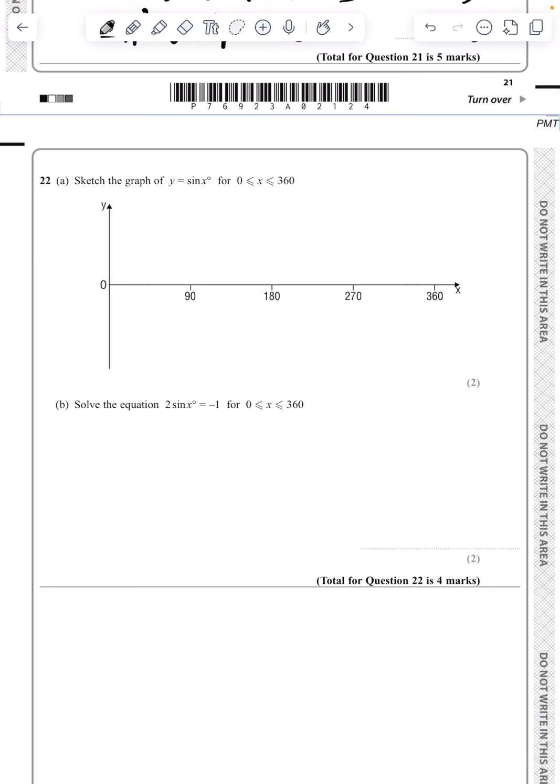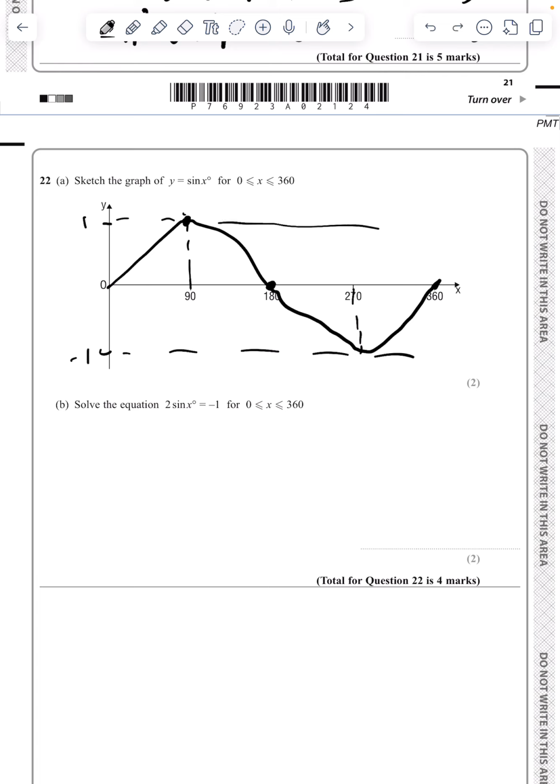And this is just generic sine graphs. It's just something you have to know. So peaks are 1 and minus 1. I mean, peaks at 1, trough at minus 1. Hits the 90, 180, 0, 270 minus 1, 360, 0. So at this point there. Badly drawn, but you get the point. I'm very bad at drawing curves.